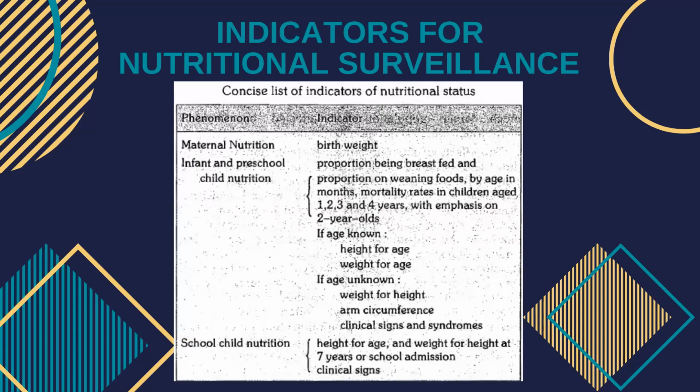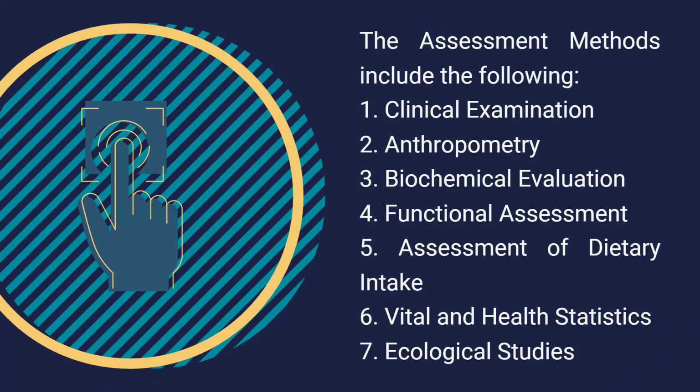This is the concise list of indicators of nutritional status. For maternal nutrition, the birth weight is used. For infant and preschool child nutrition, the proportion being breastfed, the proportion on weaning foods by age in months, and mortality rates in children aged 1, 2, 3, and 4, with special emphasis on 2-year-olds. If age is known, age for height, weight for age, or height for age is used, and if age is unknown, weight for height, arm circumference, and clinical signs and symptoms are used. And for school child nutrition, height for age and weight for height at 7 years or school admission is used. The assessment methods include the following.